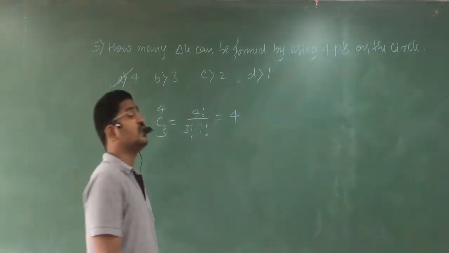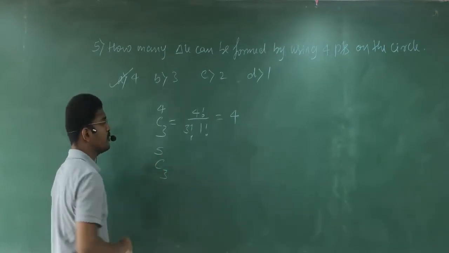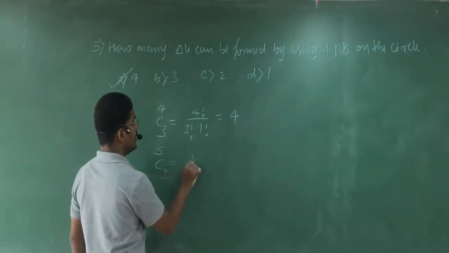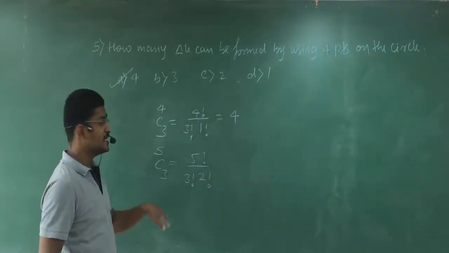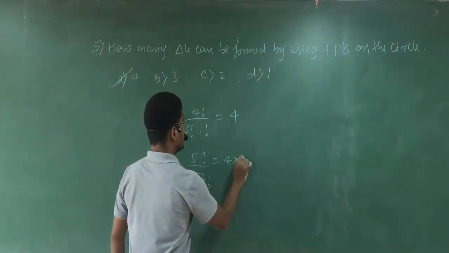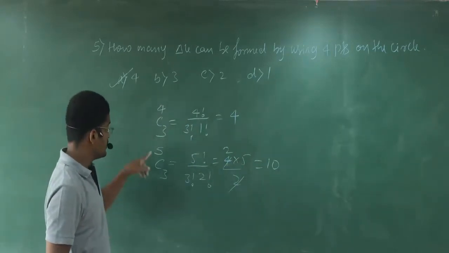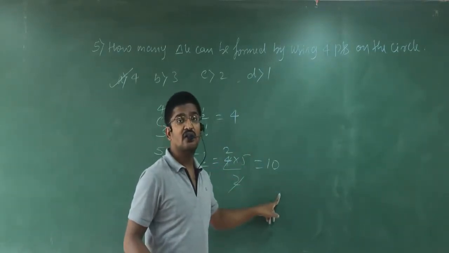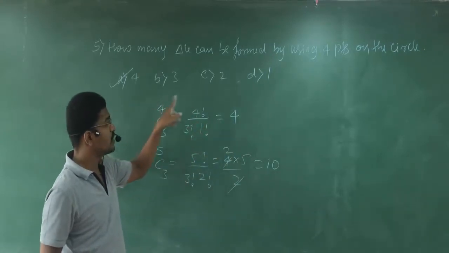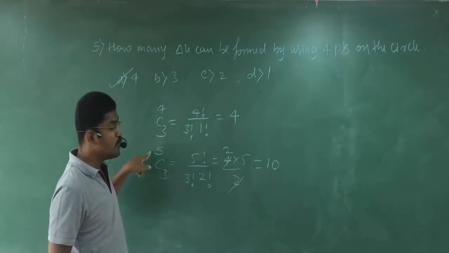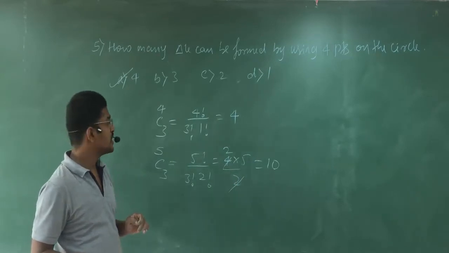If there are 5 points on the circle, that is 5C3. Again it will be 5 factorial divided by 3 factorial into 5 minus 3, which is 2 factorial. Clear? Cancel 3 factorials. 4 into 5 divided by 2. So it will be 10. See, if 4 points, you are going to have 4 triangles. If 5 points on the circle, you are going to have 10 triangles, and so on.